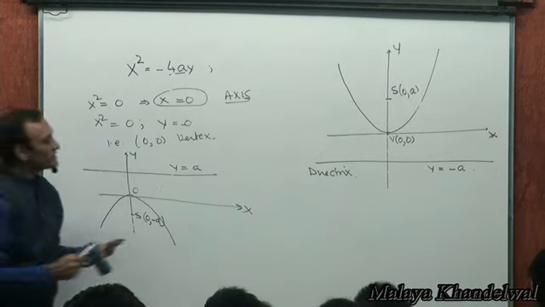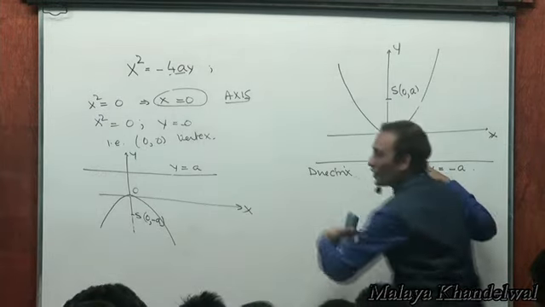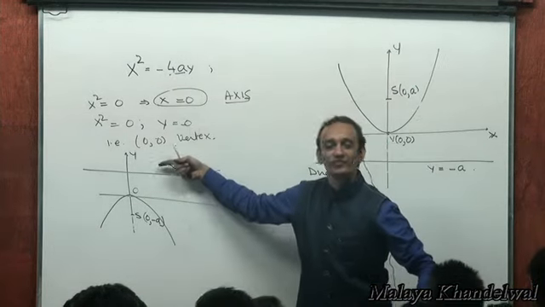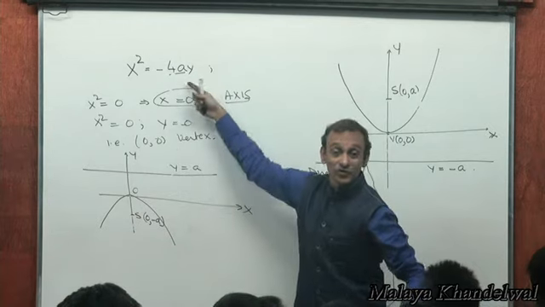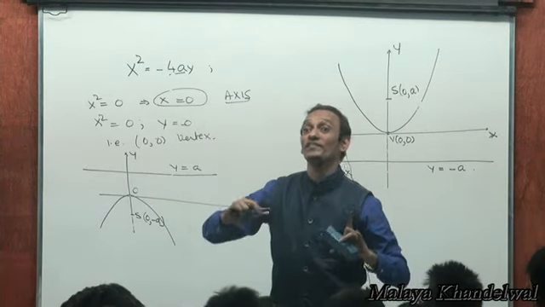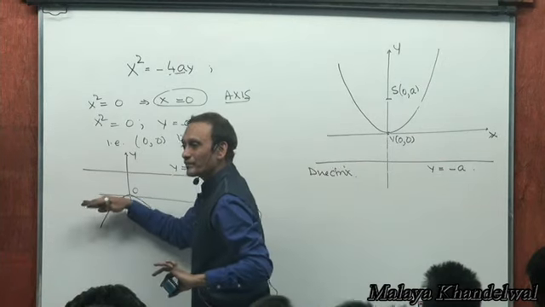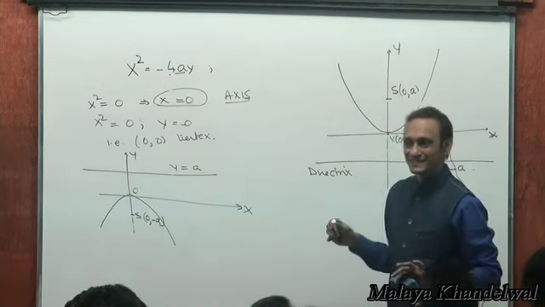So, one thing, do you see that this parabola along with its contents is really the mirror image of this parabola along with its contents. X squared equal to 4ay and x squared equal to minus 4ay are actually mirror images of each other about the x-axis, isn't it?